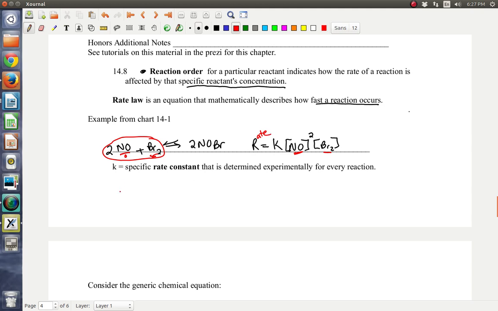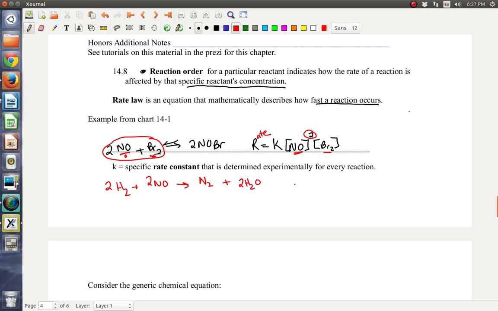So let me give you another example, one that doesn't happen to have this 2. Notice this 2, the squared, it's the same as this one. That's just coincidental. So we're going to do one that doesn't happen to have that. Okay, let me see if I can find one on here. We have 2 hydrogens plus 2 nitrogen monoxide yields nitrogen plus 2 moles of water.